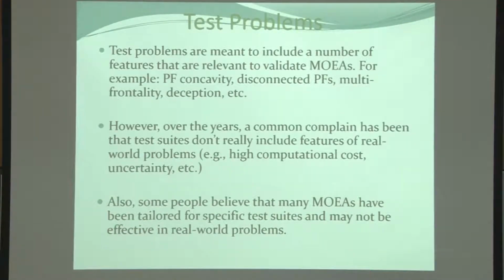And as I said, summarizing, test problems are meant to include features that are relevant to validate multi-objective evolutionary algorithms, for example, concavity, disconnections, multifrontality, deception, and so forth. And as I mentioned before, a common complaint has been that these benchmarks don't include features of real-world problems. For example, uncertainty or a high computational cost of evaluating the objective functions. It's true, these features are not there, but the main reason for that is that it's very difficult.